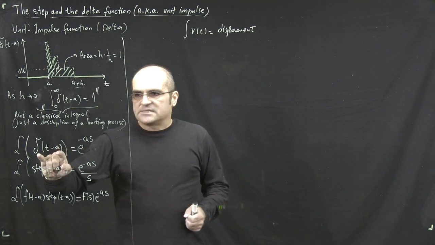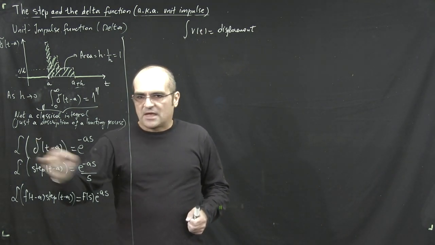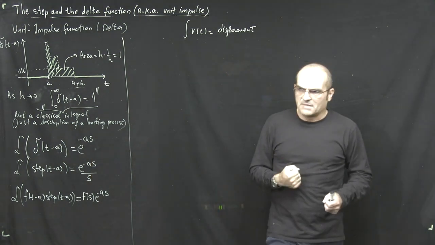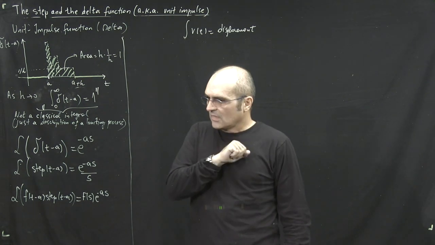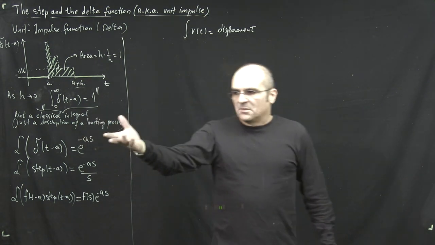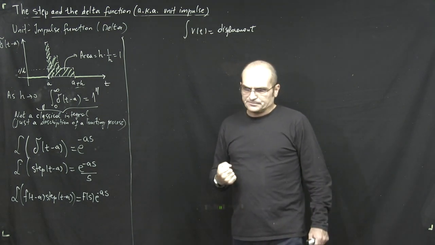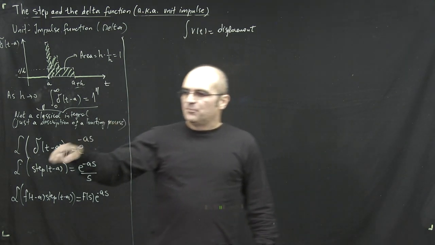Although this is not a classical function, the Laplace of it is a classical function, even a nice one if you want, e to the minus as. So these types of problems, when you involve the delta function, really can be handled nicely with the Laplace transform. Look at the notes to see the proof of this formula.